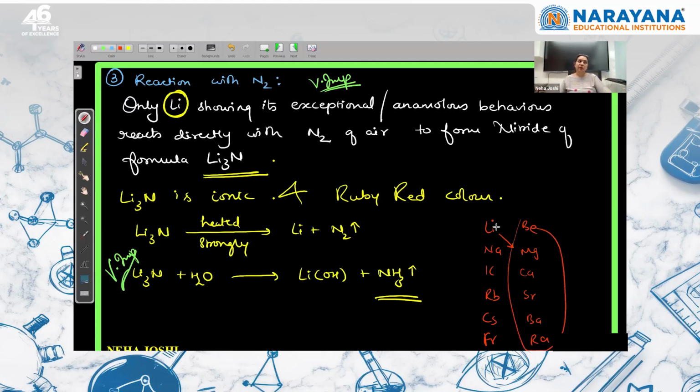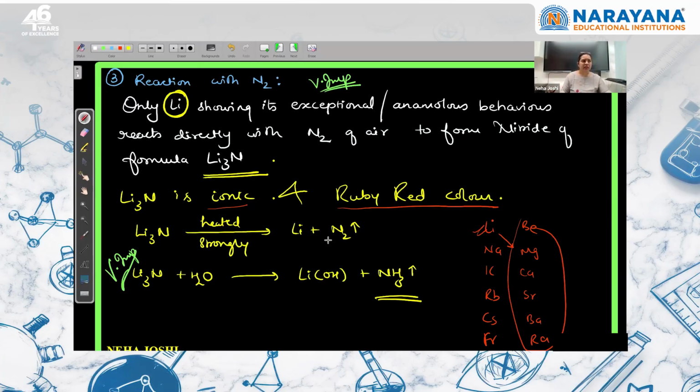So this diagonal relationship makes lithium behave like second group magnesium. All of them react with nitrogen of air forming nitride. So lithium also reacts with nitrogen forming Li3N, the nitride. It is ionic, and Li3N is also ruby red in color. Again, the colored nitride is a very important piece of information to identify whether they are talking of second group nitride or lithium nitride. So lithium nitride is specifically ruby red.